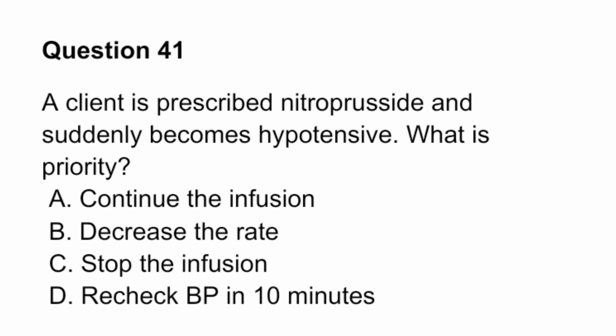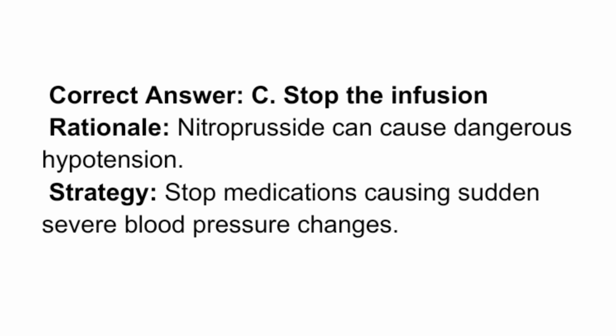Question 41. A client is prescribed nitroprusside and suddenly becomes hypotensive. What is priority? A. Continue the infusion. B. Decrease the rate. C. Stop the infusion. D. Recheck BP in 10 minutes. Correct answer, C. Stop the infusion. Rationale, nitroprusside can cause dangerous hypotension. Strategy, stop medications causing sudden severe blood pressure changes.